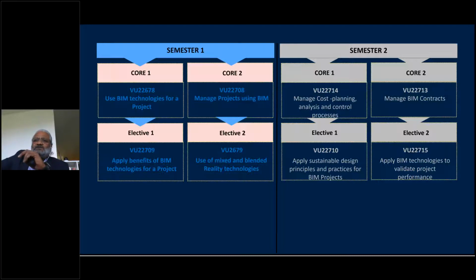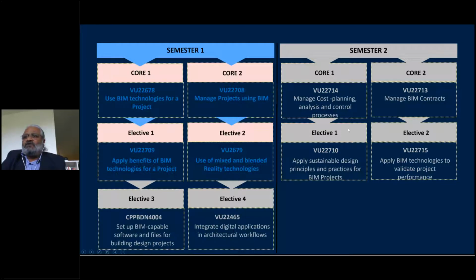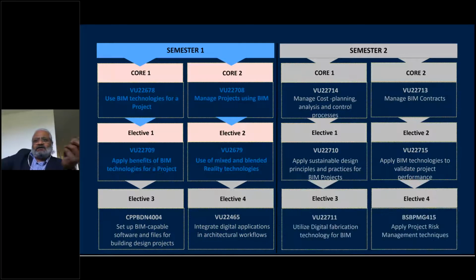And we do have additionally 2 more elective units. One is applying BIM technology to validate a project, and then sustainable design principles on a project. And there are 4 more elective units which will be offered in the future intake. So you got 7 to 8 elective units to choose from. So this is the structure by which the course is going to be delivered.